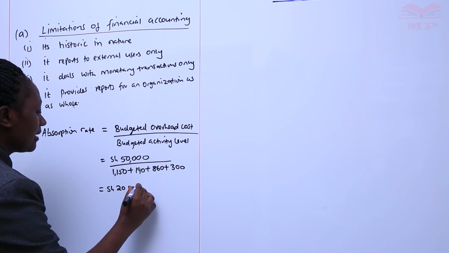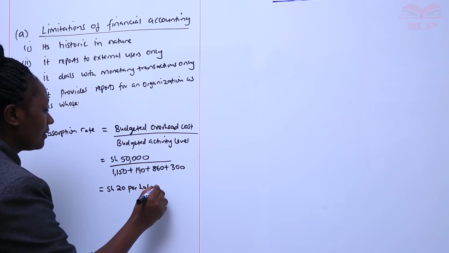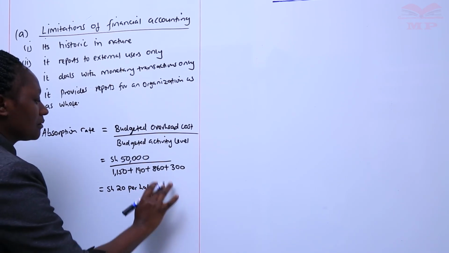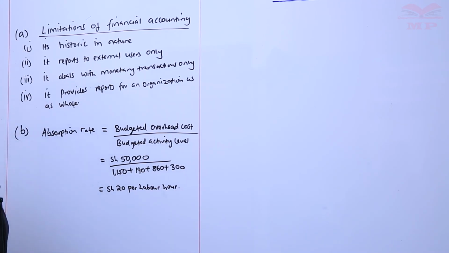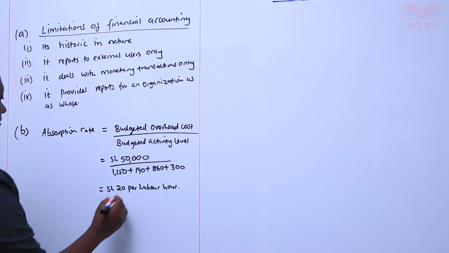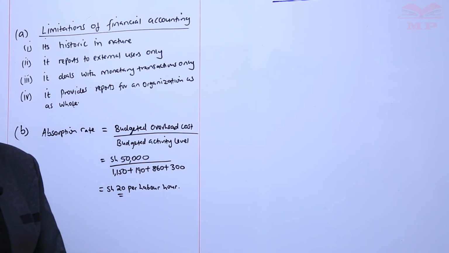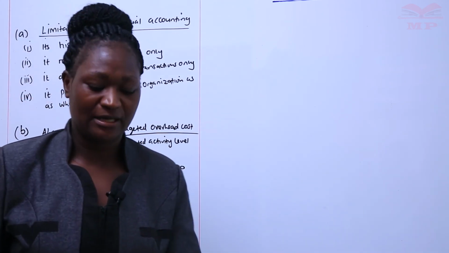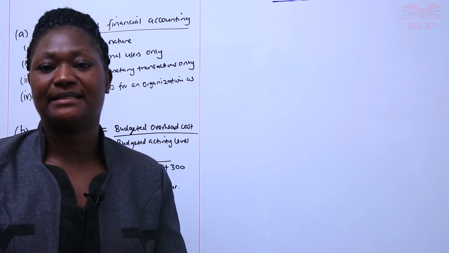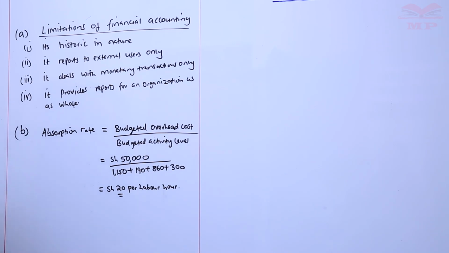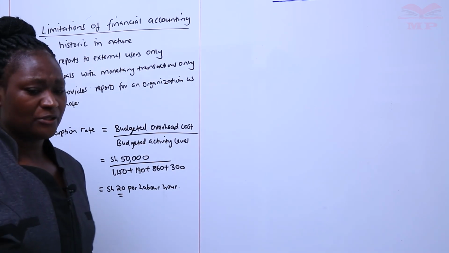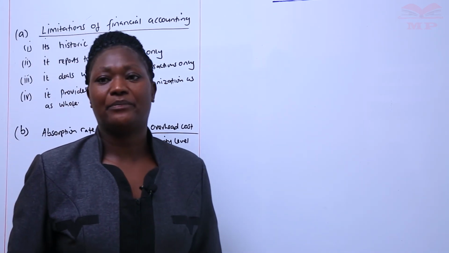This is per labor hour. 20 shillings per labor hour. This is an absorption rate. So what is an absorption rate? It is just the same as the cost per unit of an overhead. An overhead is the total of all indirect costs in an organization. So that should be your first step.